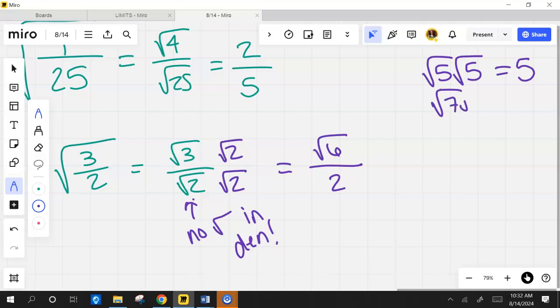If you had the square root of 7 times the square root of 7, that would give you 7. The square root of x times the square root of x, x. It doesn't matter what's under there, it's just going to go away.